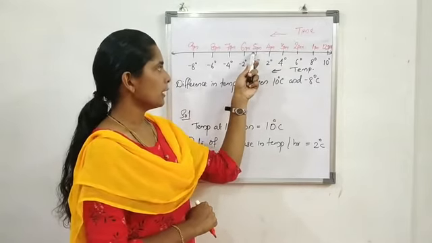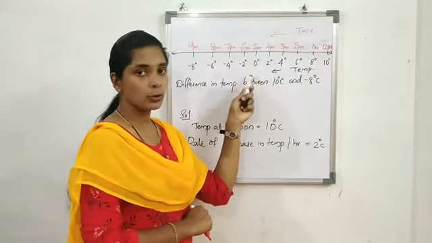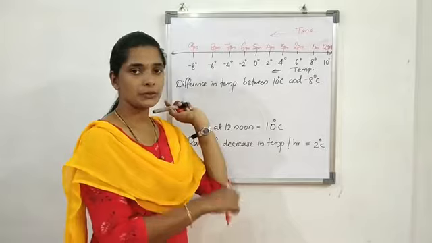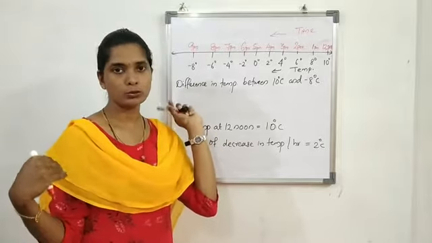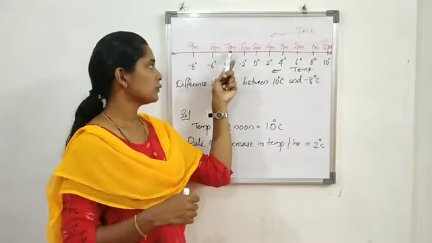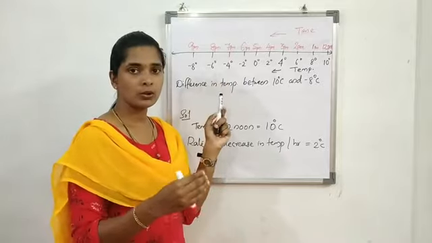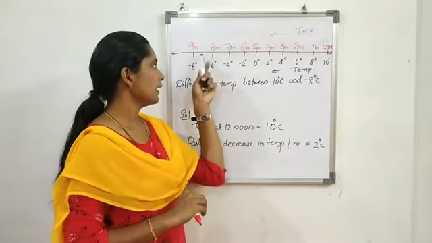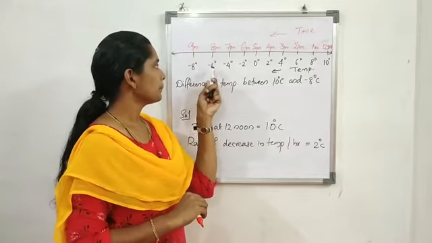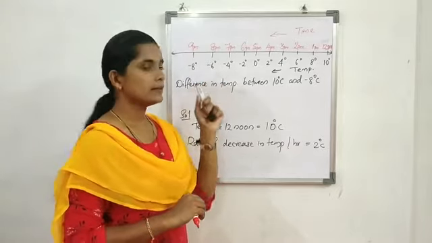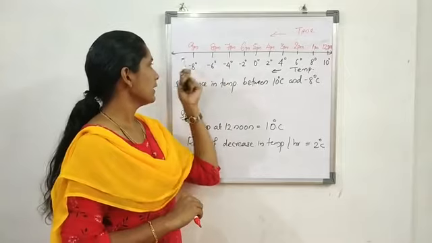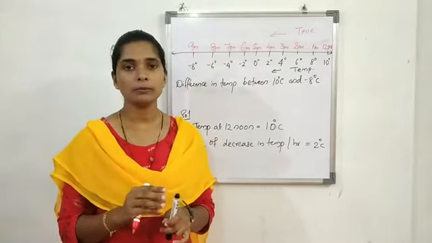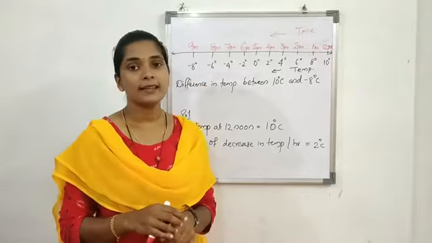Then from 4 to 5 p.m., it is 0 degrees Celsius. Then from 5 to 6, it is minus 2 degrees Celsius. Then from 6 to 7 o'clock, it is again decreasing, that is minus 4 degrees Celsius. Then at 8 p.m., that is minus 6 degrees Celsius. Again at 9 o'clock the temperature will become minus 8 degrees Celsius.